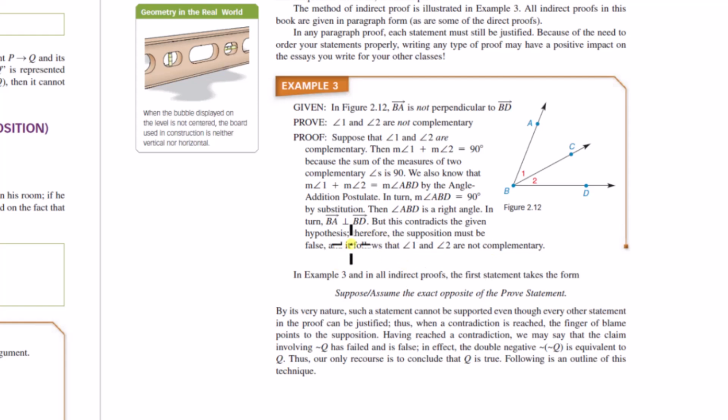So what do they mean by this last statement here? This contradicts the given hypothesis. Well, what we're trying to do is take advantage of the contrapositive of the original conditional statement. We've made a contradiction about the proof statement, right? So what we would like to do is go through some reasons and then also contradict the given statement, because then we have this double negative. That's the idea of the proof by contradiction.